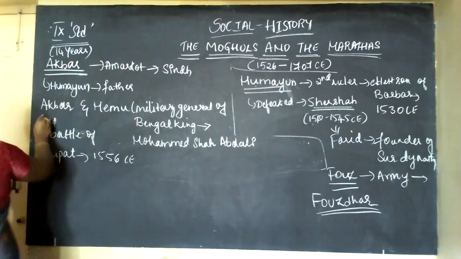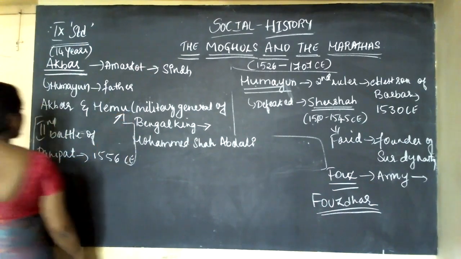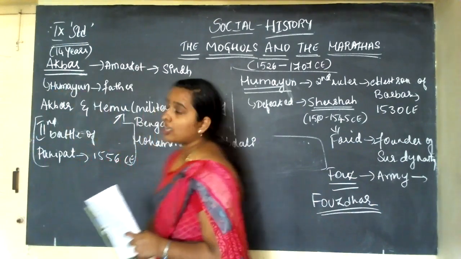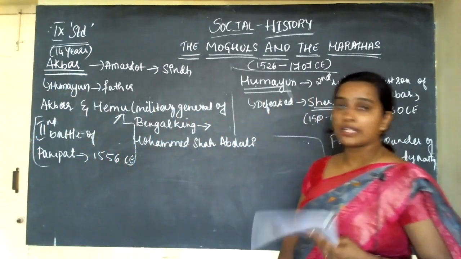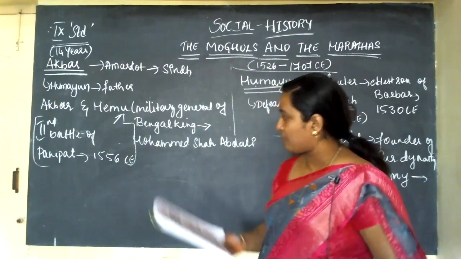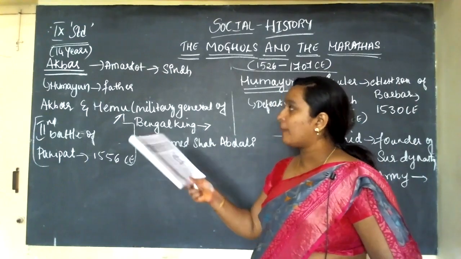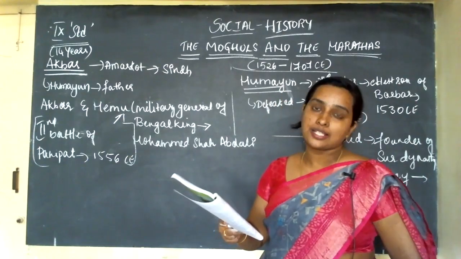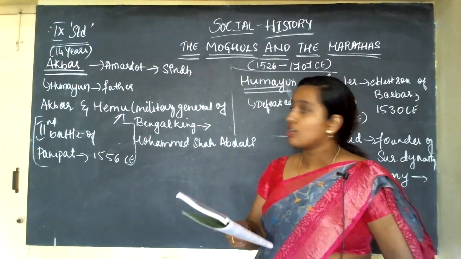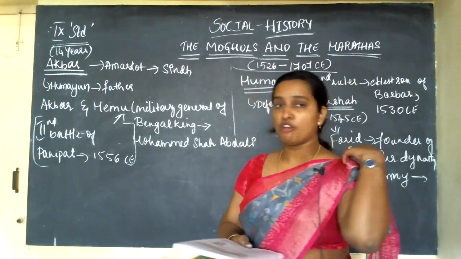So it's important. The second battle of Panipat was fought between Akbar and Hemu. He was a military general of the Bengal king under Muhammad Shah Adil. It was fought in 1556 CE, and in this battle Akbar won and established his rule. Understood? That is how Akbar showed courage in the second battle of Panipat.